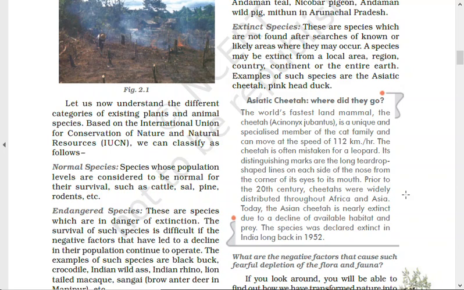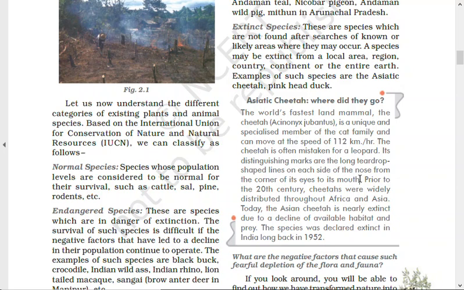they run at this speed for a few seconds. Because they are not a machine, they basically run for hunting, right? So a few seconds, maybe around 10, 15 or 20 seconds max. But yes, at that time they gain that much speed. So that's why they are the fastest one. The cheetah is often mistaken for a leopard. Its distinguishing marks are the teardrop shaped lines on each side of the nose, from the corner of its eyes to its mouth.